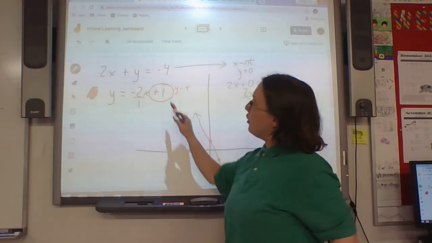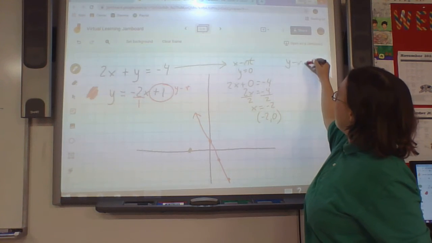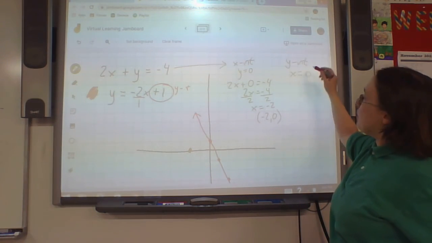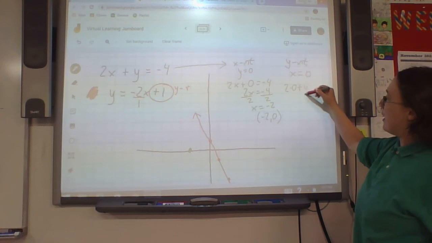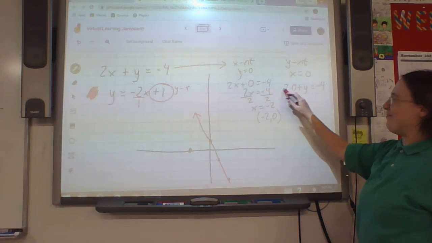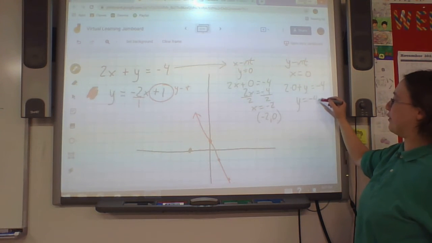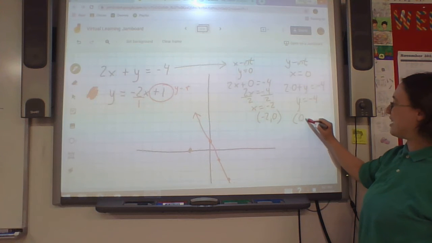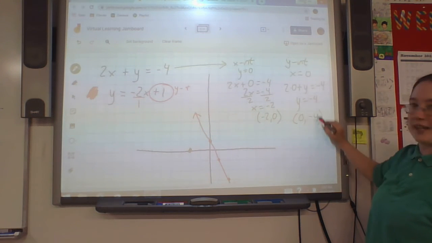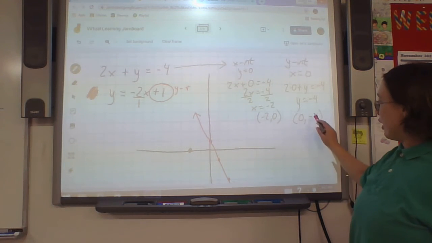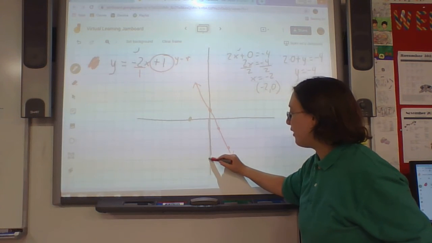And then we're going to do the same thing to find our y-intercept. So if we're looking for our y-intercept, then x is going to equal 0. So we got a 2 times 0 over here, plus this y equals negative 4. 2 times 0 is just 0. 0 plus y is y. So this is just y equals negative 4. And again, that's a point at 0, negative 4, because the 0 is what we plugged in for x in order to get that y. So now I got a point at 0, negative 4. Negative 1, 2, 3, 4. Didn't draw it long enough again.